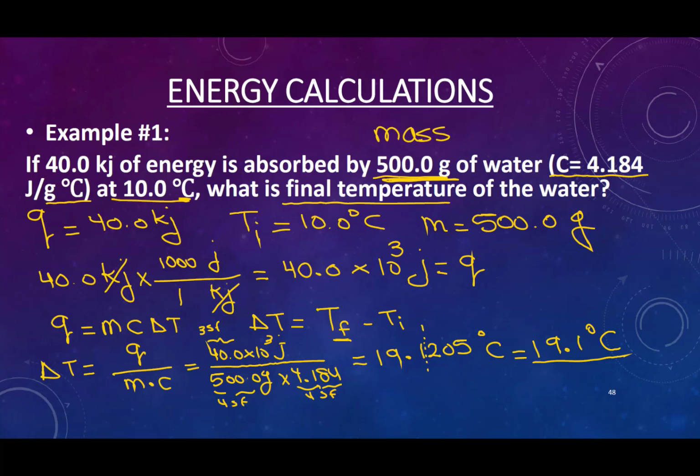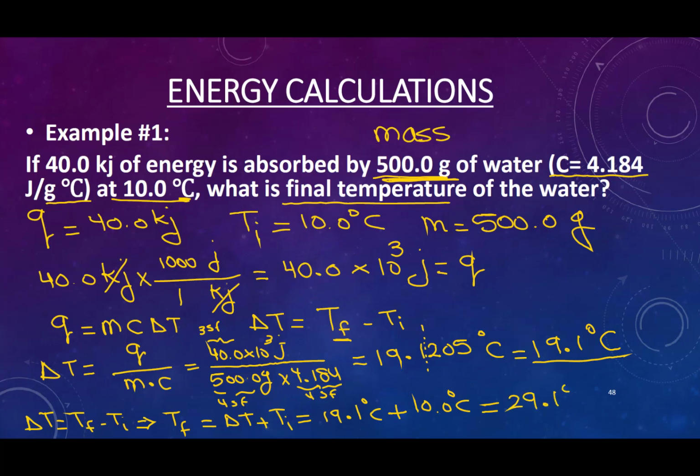Now I'm going to use delta T, which is T final minus T initial. From here, T final is delta T plus T initial, right? Which is going to be 19.1 degrees Celsius plus 10 degrees Celsius, which is going to be 29.1 degrees Celsius. This will be your final temperature. Okay, that's how we found the final temperature.